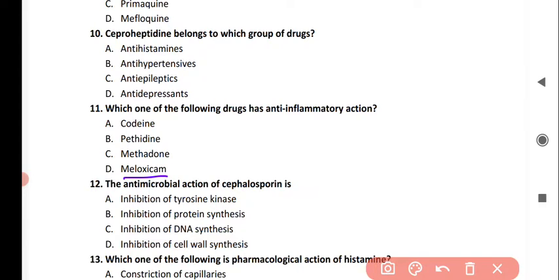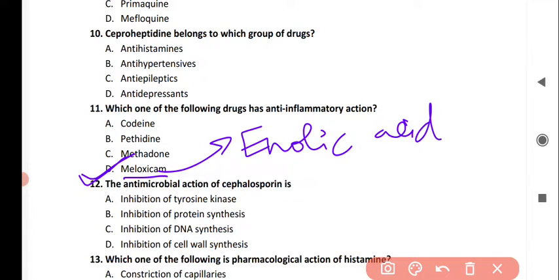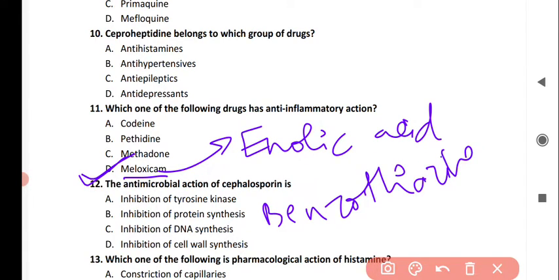It is an NSAID, a non-steroidal anti-inflammatory drug, under the category enolic acid derivative, or we can say benzothiazine derivative. So option D will be correct, that meloxicam, which is an enolic acid or benzothiazine derivative, will show anti-inflammatory action.